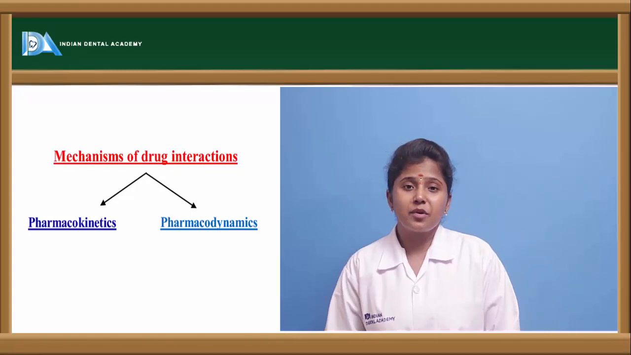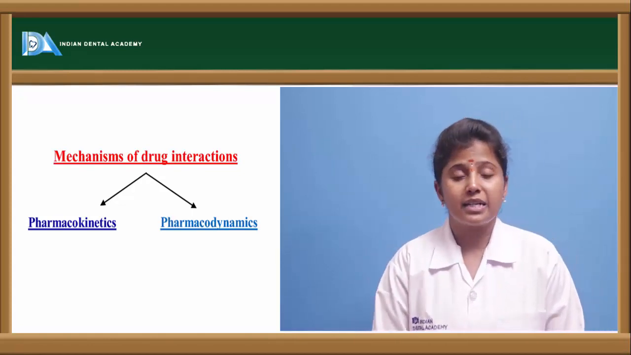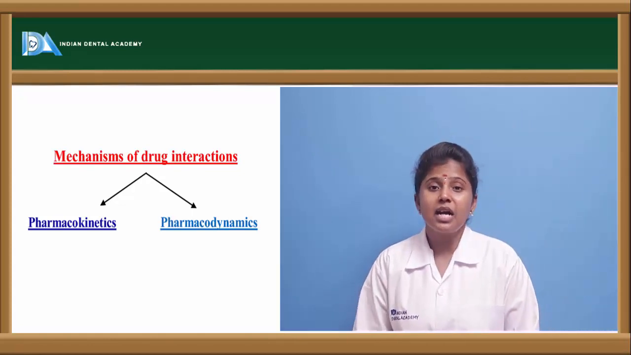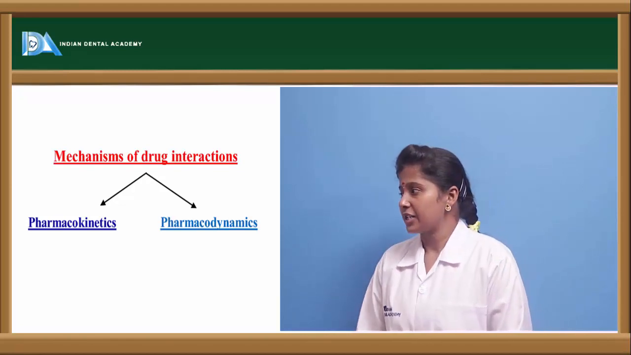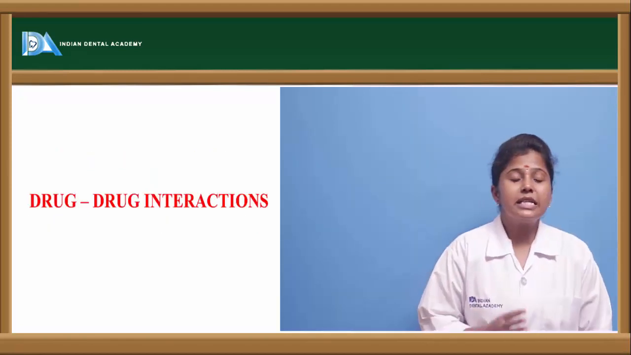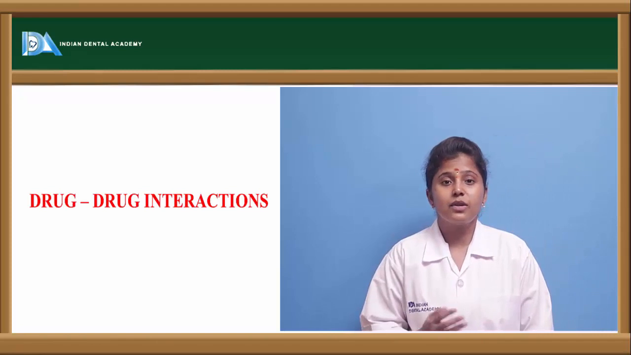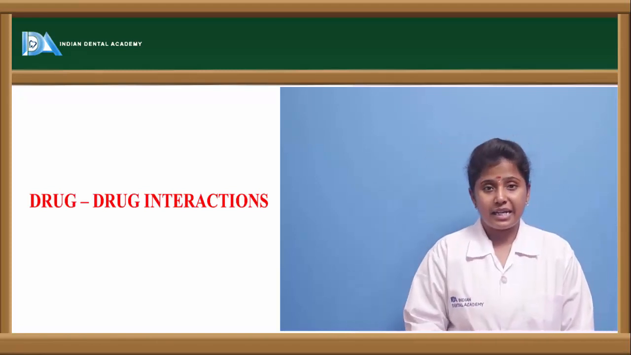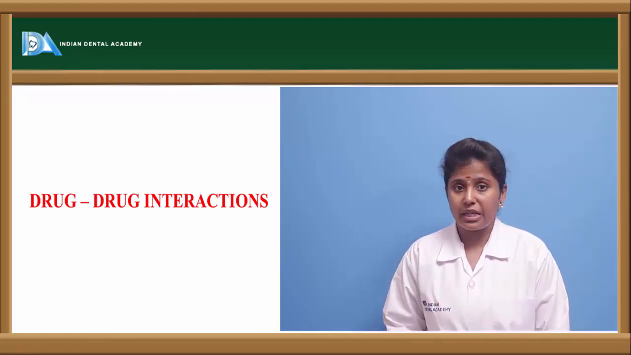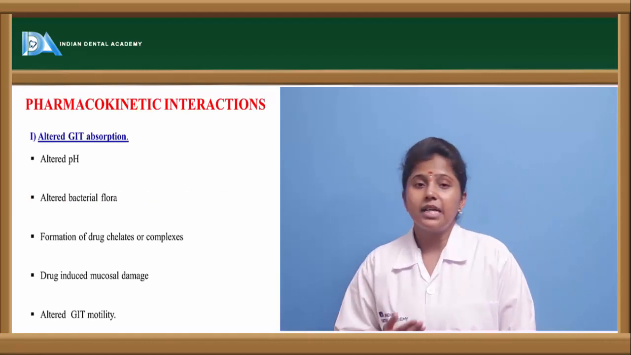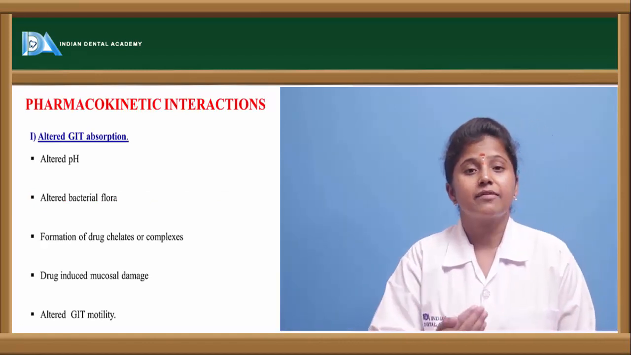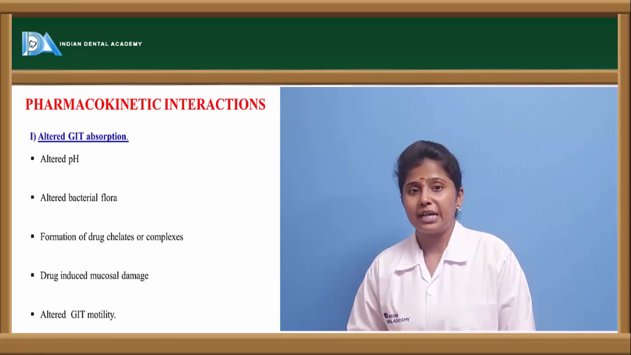If we see the mechanism of drug interactions, there are 2 mechanisms: pharmacokinetic and pharmacodynamic interactions. So we saw the various types of drug interactions. Now let us see what drug-drug interactions are, how one drug reacts with another drug. In drug-drug interactions, there are pharmacokinetic interactions and pharmacodynamic interactions.